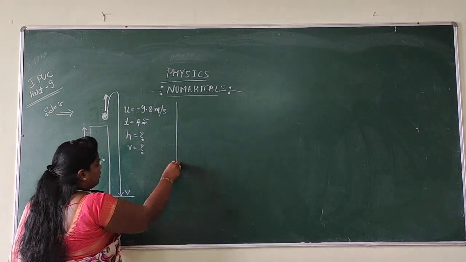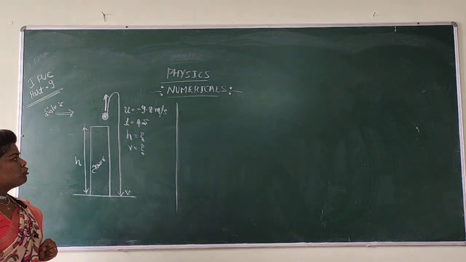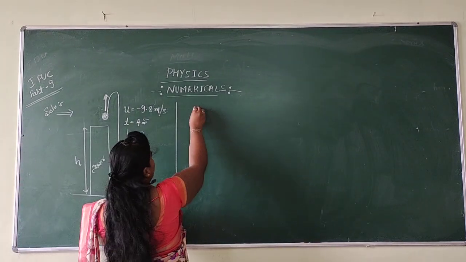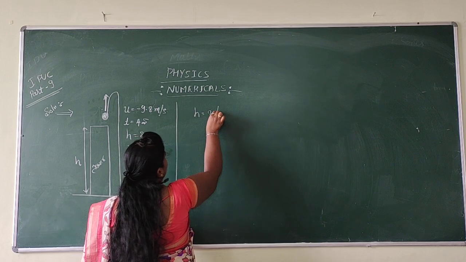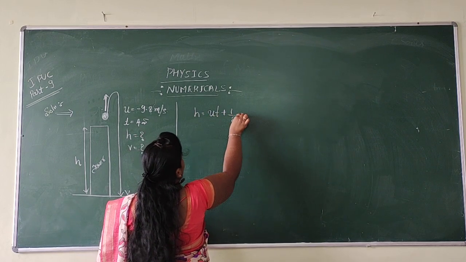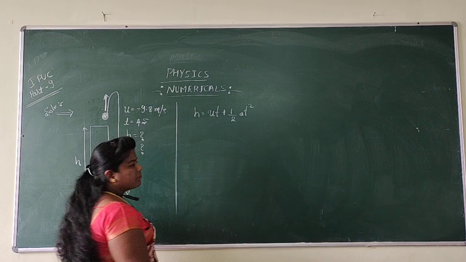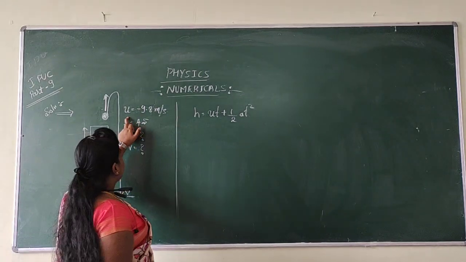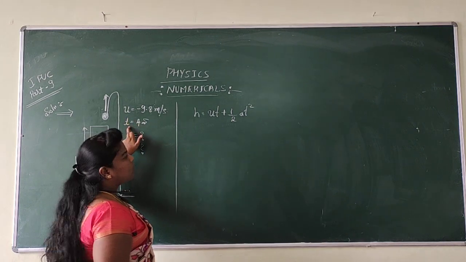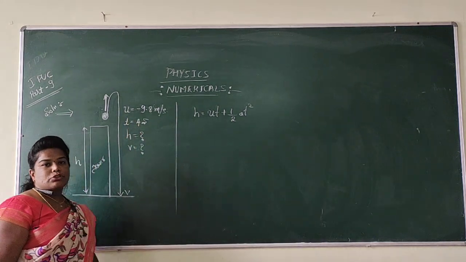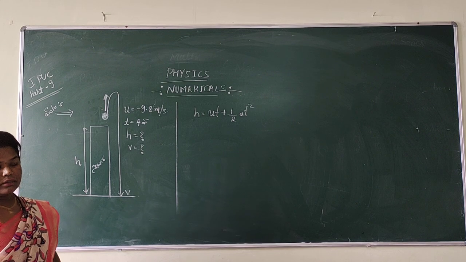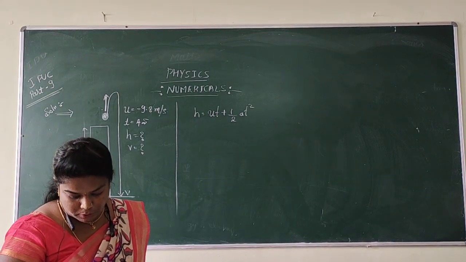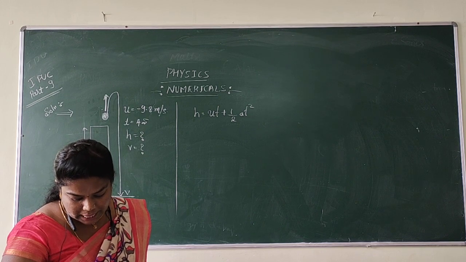Now let us move for solving of this. To calculate the height, we have the formula h is equal to ut plus half a t square, right? Here we should calculate h. We have the value of u, we have the value of t, and now I should know the value of acceleration. Observe the question, it is projected vertically upwards.